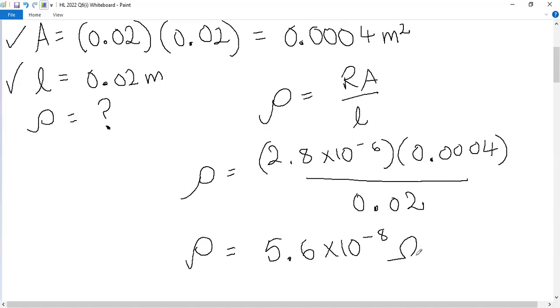My units are ohm meters. The difference between resistance and resistivity is that resistivity will change depending on how long the item is, the wire or the block or whatever. So you have to think about the meters in the answer. Okay, so this is your answer. You're done for 7 marks.